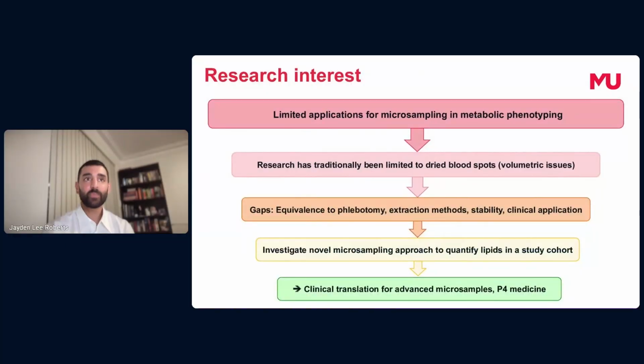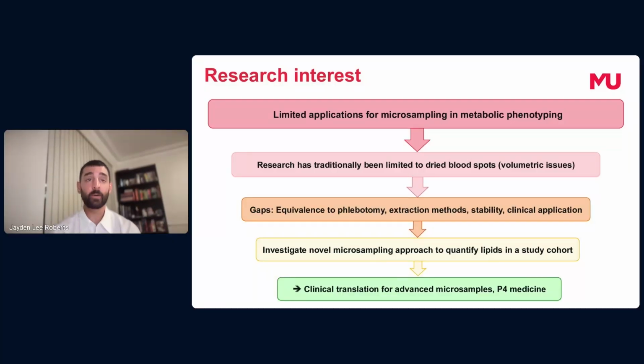So, to summarize my research interest, microsampling has been underutilized in my area of research of metabolic phenotyping, and most work is centered on traditional DBS, which brings volumetric inaccuracies and problems that I highlighted before. So the gap and what I'm going to be looking at today is quite threefold. My research was to focus on, one, whether we can show equivalence of microsamples to traditional phlebotomy; two, how we can then optimize extraction and stability of samples for analysis; and three, to push that to a more clinical application, particularly for lipid and lipoprotein measurement in real-world cohorts.